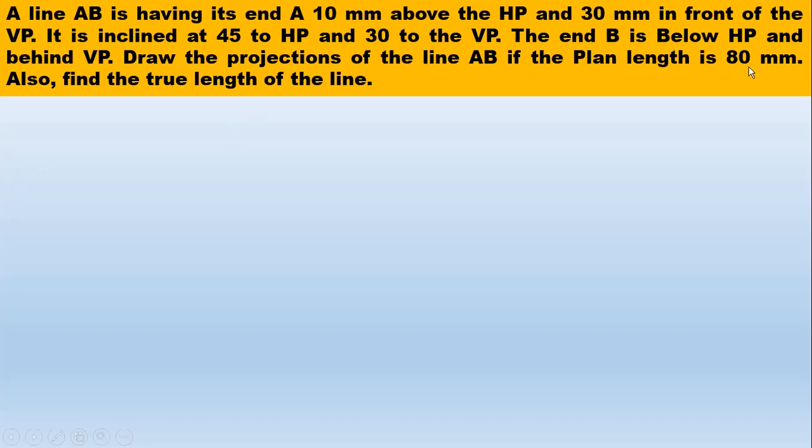Draw the projection of line AB if the plan length is 80 mm, and also find the true length of the line. So plan length is nothing but length of top view. Length of top view is given 80 mm, and inclination with respect to HP and VP is given, that is 45 and 30. Let's list out the data. Position of A is in first quadrant and length of top view is 80 mm. Objective is to find the true length, right? So let's start with the problem.